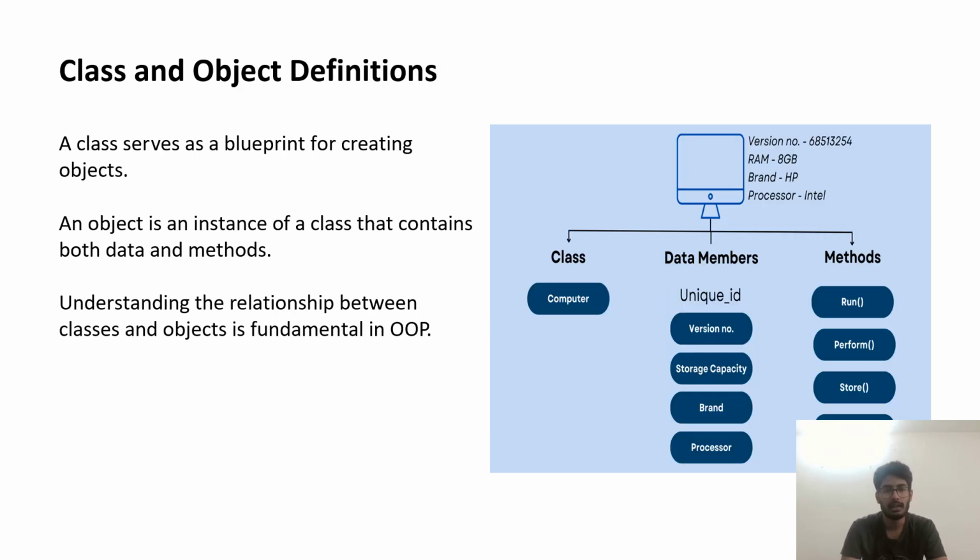Classes and object definitions. A class serves as a blueprint for creating objects. An object is an instance of a class that contains both data and methods. Understanding the relation between classes and objects is fundamental in OOP.